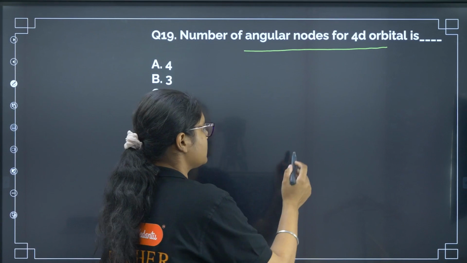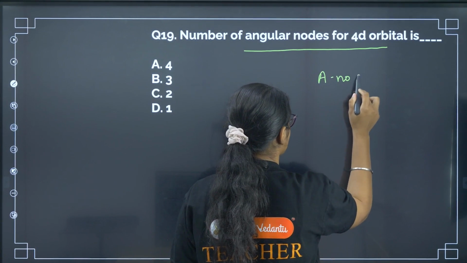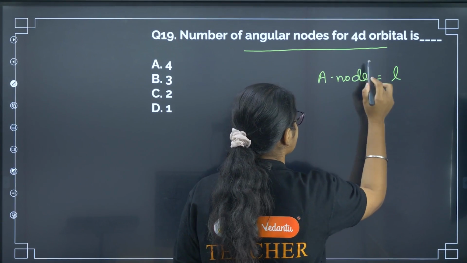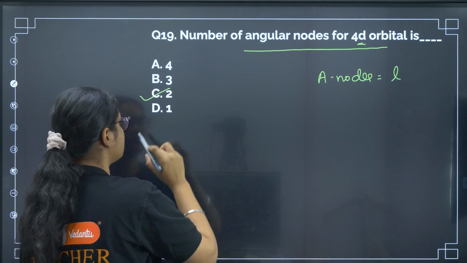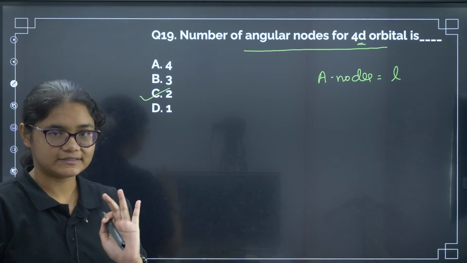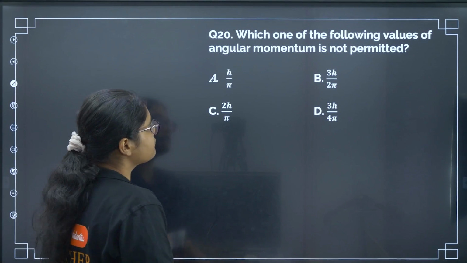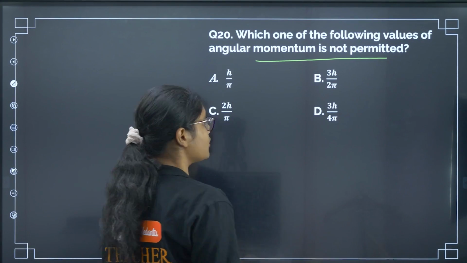So the angular nodes formula I have already discussed. Angular nodes formula is l. In 4D, this is 0, 1, 2, s, p, d, so that is number 2. Okay, option number C. Next, which of the following values of angular momentum is not permitted?